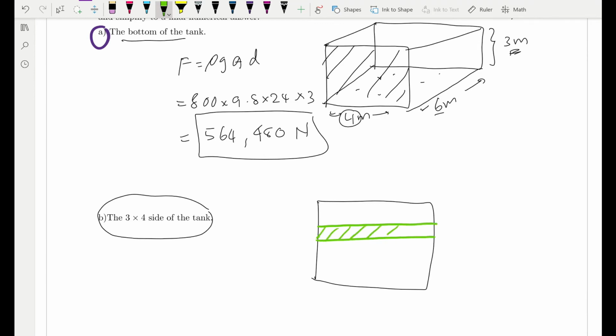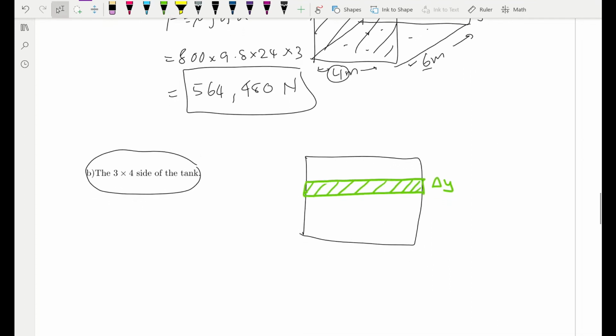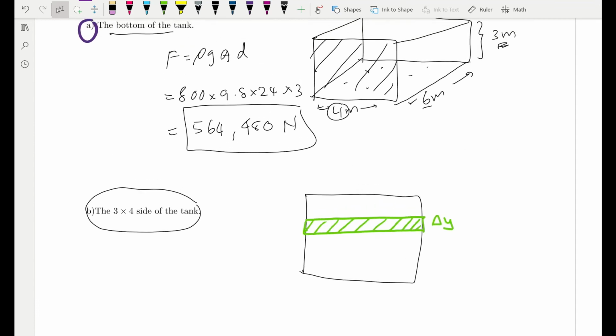Okay, so here we have small rectangles, and for these rectangles we are going to keep the width the same. So delta y. Just like we divided the area into several rectangles, the width is delta y. That's kept uniform.